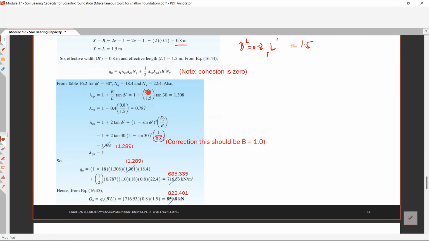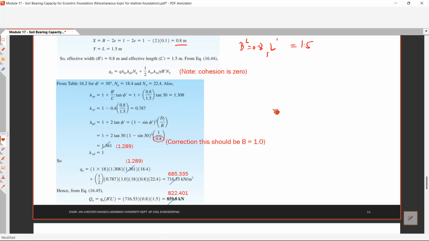Then for the shape factor, using phi of 30 degrees, the NQ of 18.4 and the N gamma of 22.4. So for the shape factor, that is 1 plus B prime over L prime tangent phi. So that is 1 plus 0.8 over 1.5 tangent 30, that is equivalent to 1.308. Another shape factor, that is 1 minus 0.4 times B prime over L prime, that is equals to 0.787.